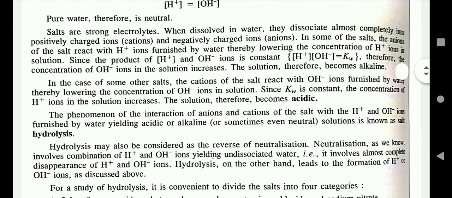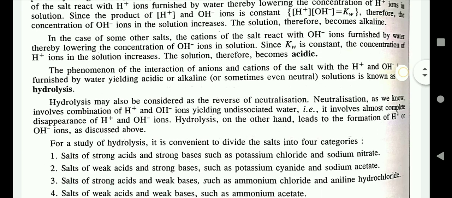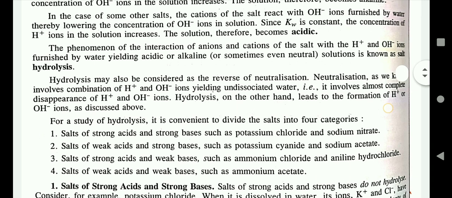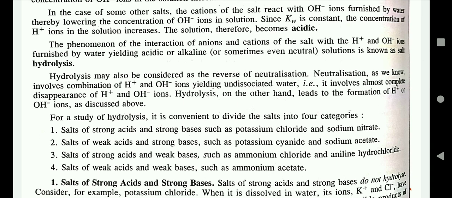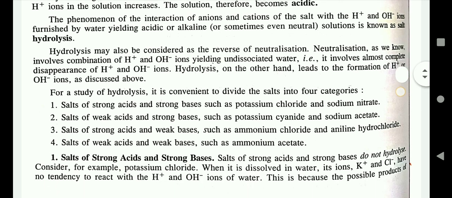In the case of some other salts, the cations of the salt react with OH- ions furnished by the water, therefore lowering the concentration of OH- ions in solution. Kw is constant, so the concentration of H+ ions in the solution increases, and the solution becomes acidic. The phenomenon of interaction of the anions or the cations of the salt with the H+ or OH- ions furnished by water, yielding an acidic or alkaline solution, is known as salt hydrolysis.